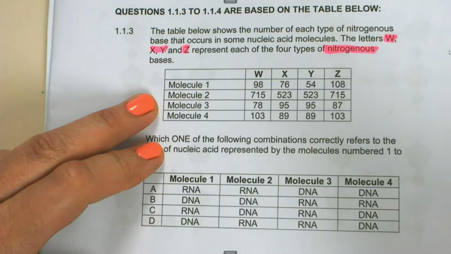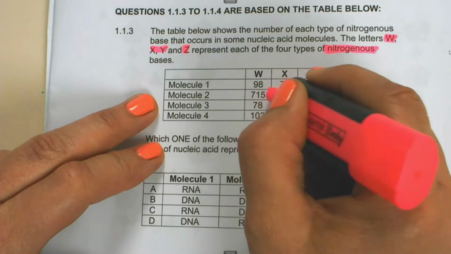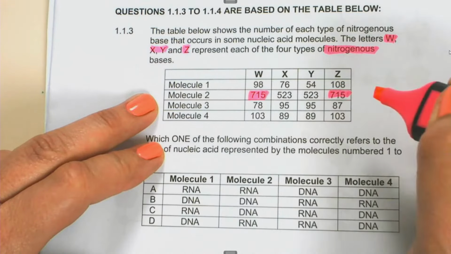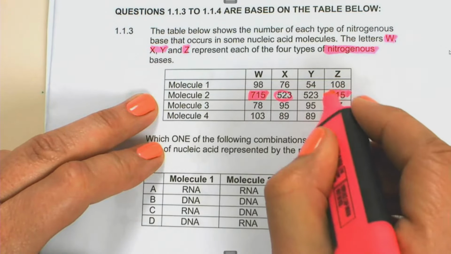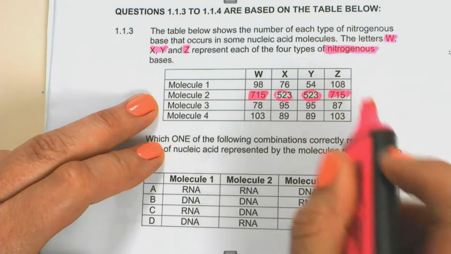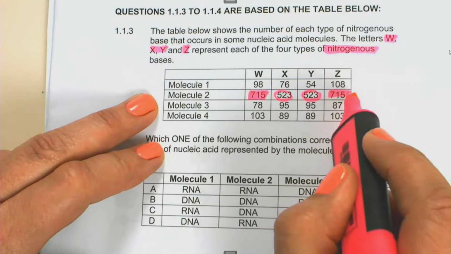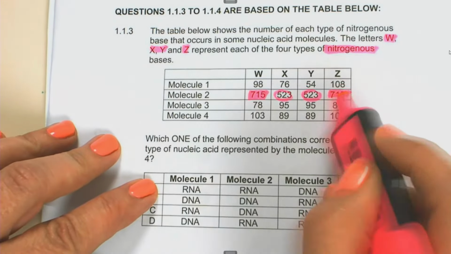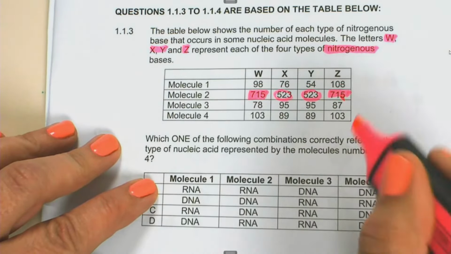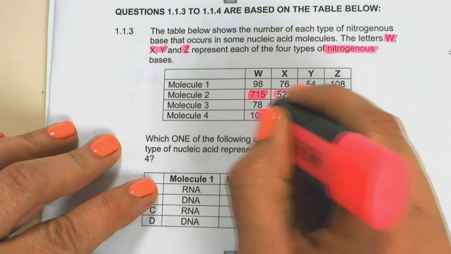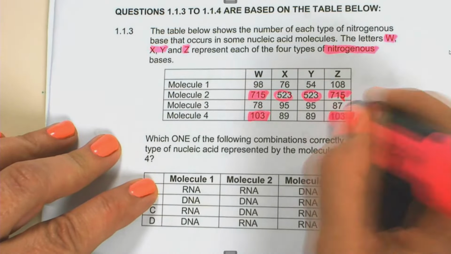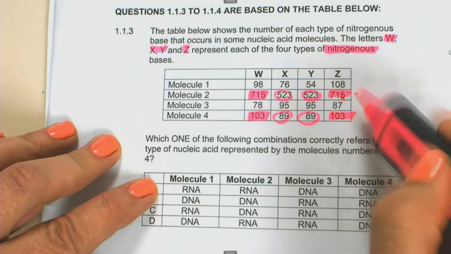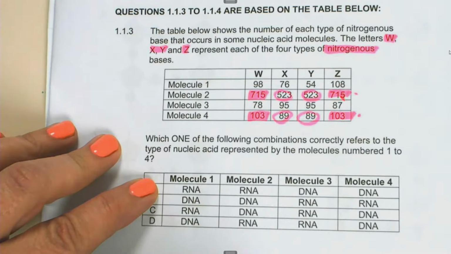So if you look at this one, molecule 1, molecule 2, 715, 715 is the same, as well as 523, 523. So this must be a DNA molecule because same amounts. It can be adenine and thymine or guanine and cytosine, or vice versa. And then molecule 4, also 103, and then these are the same. So these two are definitely DNA molecules.